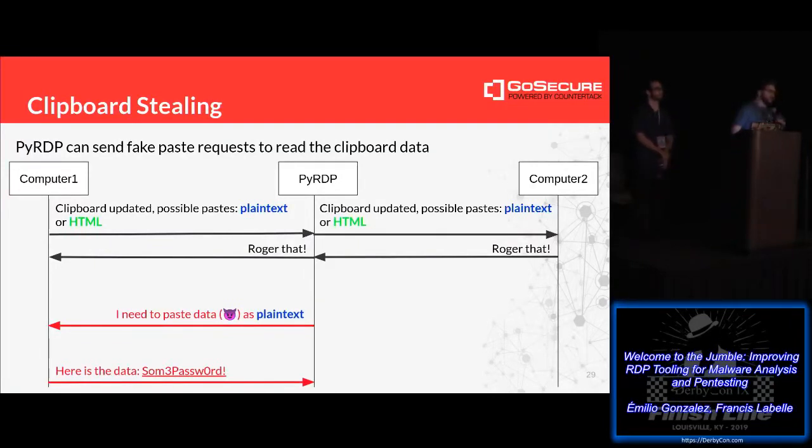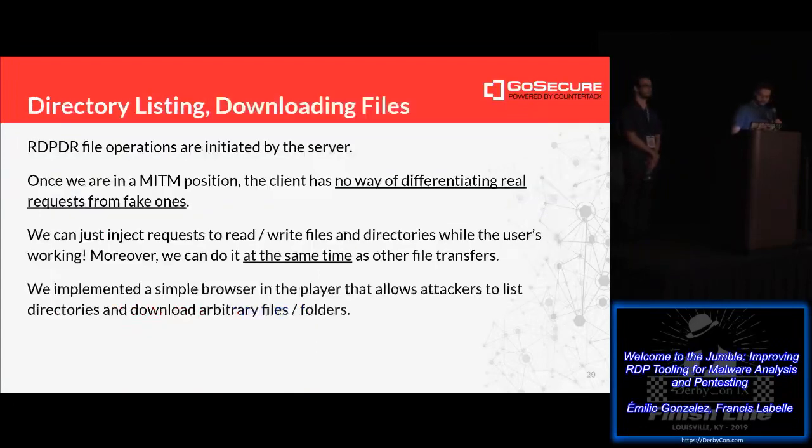So we also have a feature to steal clipboard contents. The way this works is, since we're in the middle, like Emilio said, the server is going to receive messages that say that the clipboard contents have changed. And then what we can do as a man in the middle, once we receive a message that says the contents have changed, is just inject a fake paste request. This paste request is sent to the user, and then the response comes back to us in the man in the middle, and we see the contents, but we never actually send the response back to the server.